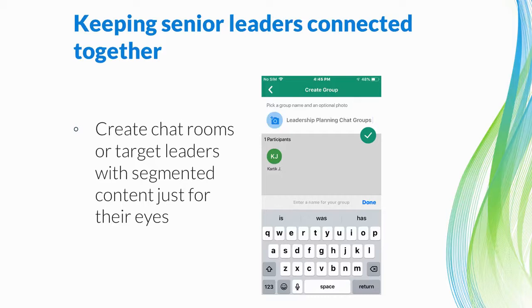So in menus and submenus, maybe they're just seeing content that's only going to senior leaders. Really, really granular, very, very specific. So it's not going out to every single employee, and it can be eyes only for senior executives. So keeping your senior leaders connected and talking to each other laterally instead of just vertically. If they can do that horizontally across the organization as well, using a platform like this is super powerful.